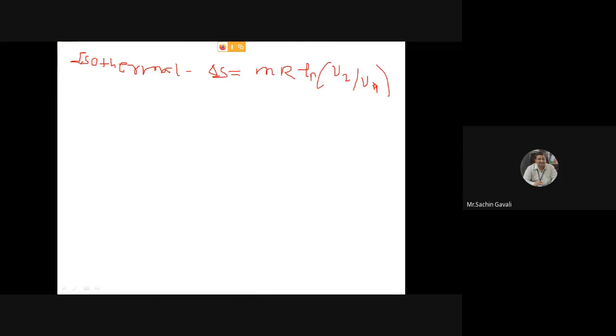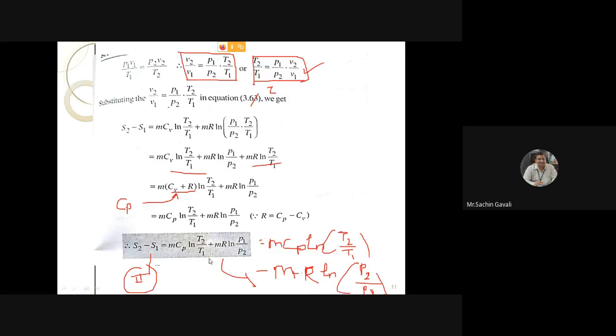So this equation we can also write as minus mR ln of P2 upon P1. So with the help of this equation also, one can calculate the entropy change: minus mR ln of P2 upon P1.